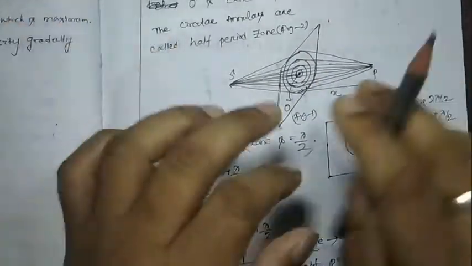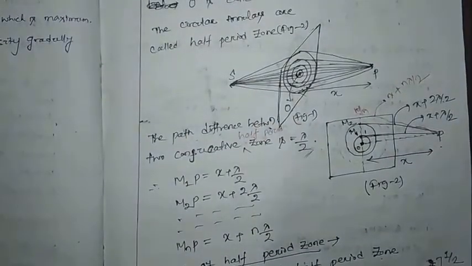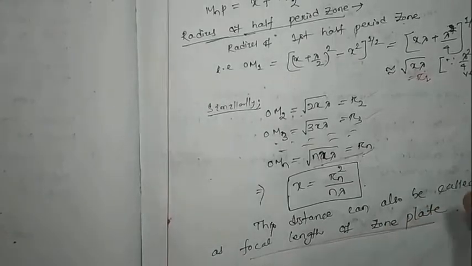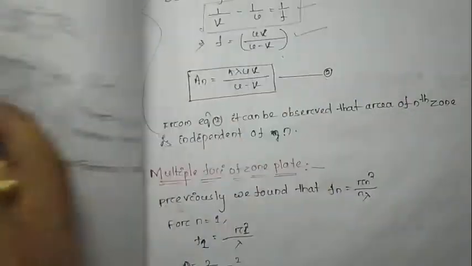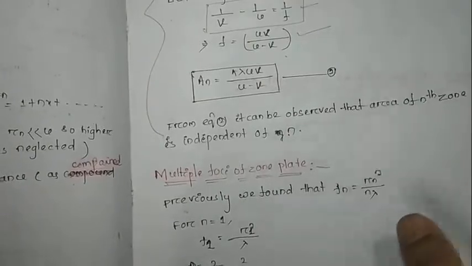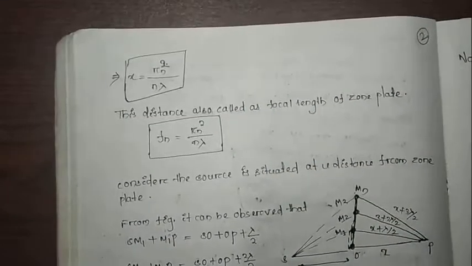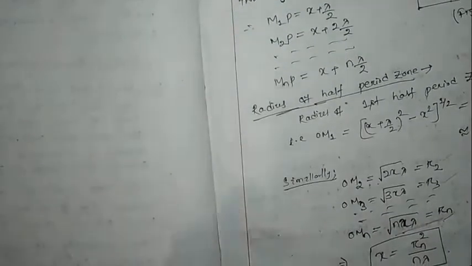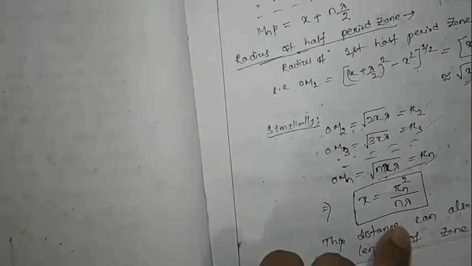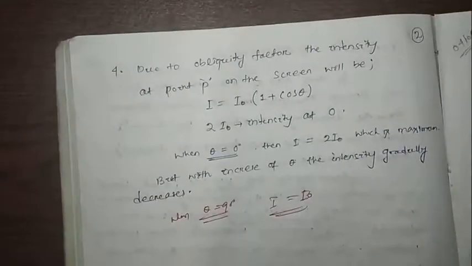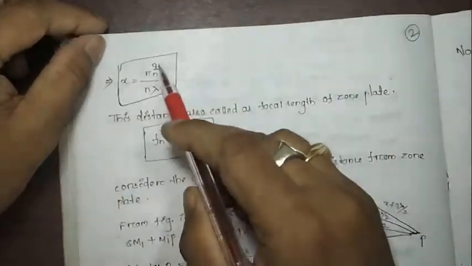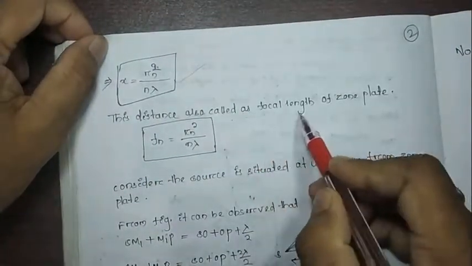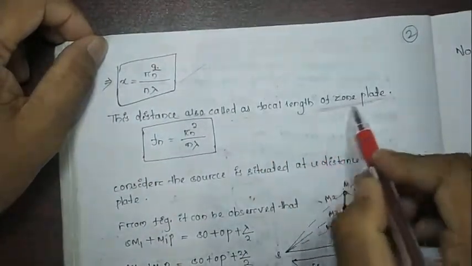That type of imagination we can create. So this distance is also called the focal length of the zone plate in this way. Now we found that xn equal to x equals Rn square by n lambda, and the same thing has been written here, x is equal to Rn square by n lambda, and this distance is also called the focal length of the zone plate.